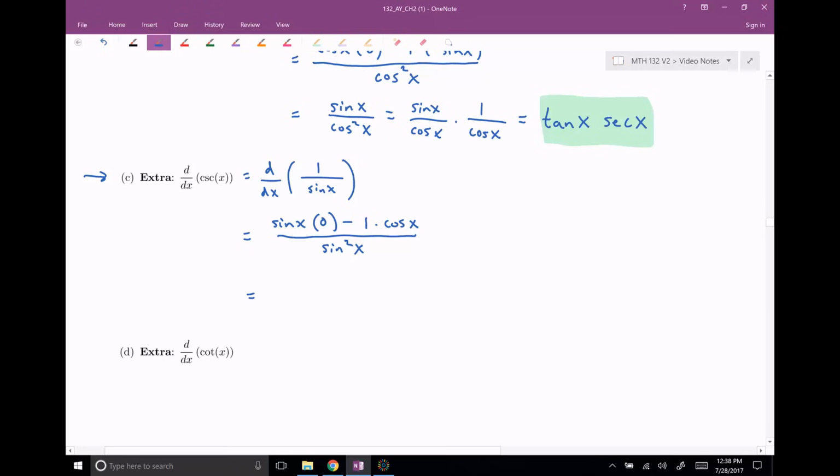Let me go ahead and simplify this. Anything times 0 is 0, and so I'm going to have minus cosine of x divided by sine squared x. And if you were deriving this, this is just how I would leave it. However, you will see in some textbooks something like negative cosine of x divided by sine of x times 1 over sine of x. And so you can express this as negative, now cosine over sine is cotangent, and 1 over sine, well, that was cosecant.